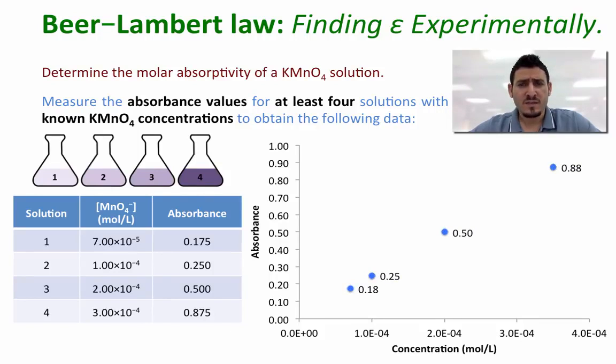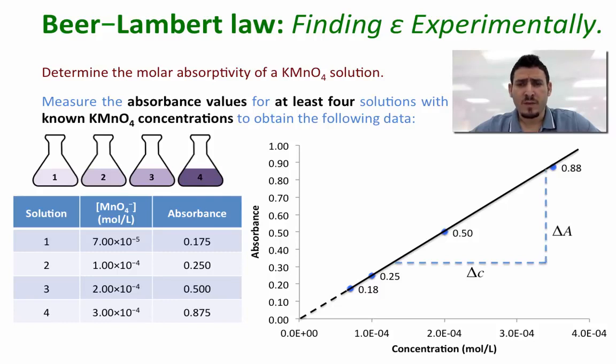Now, take the best fitting line of these points that passes through 0. Find the slope of this line by saying slope is equal to delta A divided by delta C. This slope is equal to epsilon multiplied by L, where L is the distance traveled by light through the sample, and it's usually the width of the cuvette, which comes around 1 centimeter. So we know L, we know the slope, we can find the molar absorptivity.